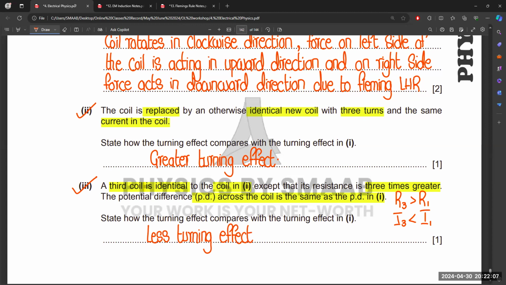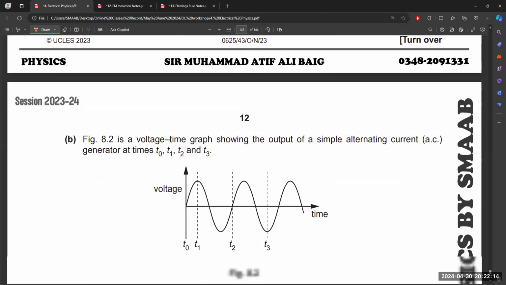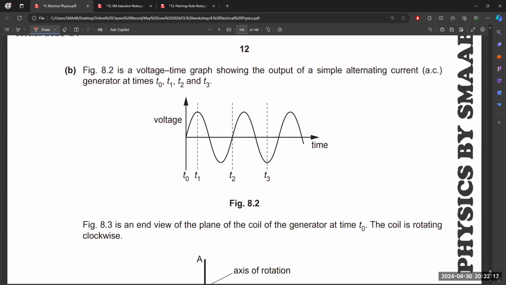Because current is decreasing. So these are all the parts linked with DC. Now we have a question of AC.